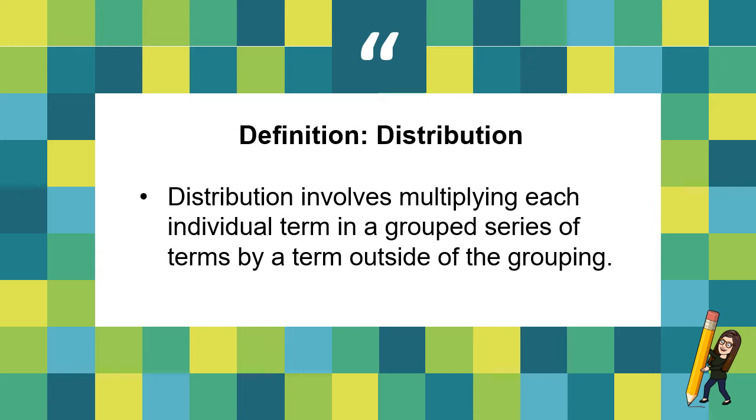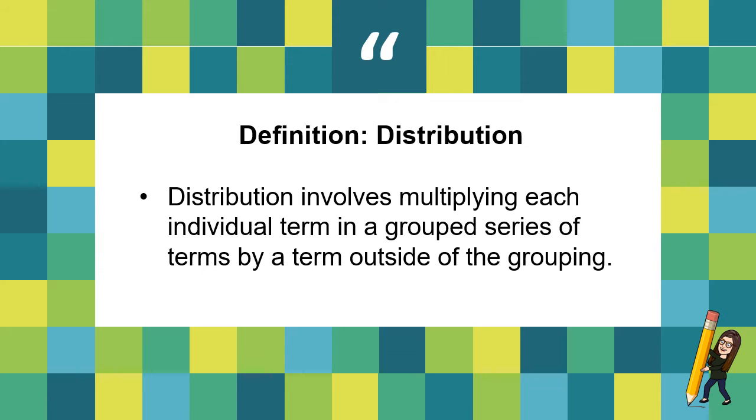All right, so let's start off by taking some notes on a few definitions. The first being distribution. Think of what distribution means to you in the real world. If I'm distributing out papers, I'm giving everybody in the class a piece of paper. So distribution in mathematics involves multiplying each term in a grouped series by a term on the outside of the grouping. So the term on the outside is like the teacher. And I'm going to distribute the paper or quiz to everybody in the class.